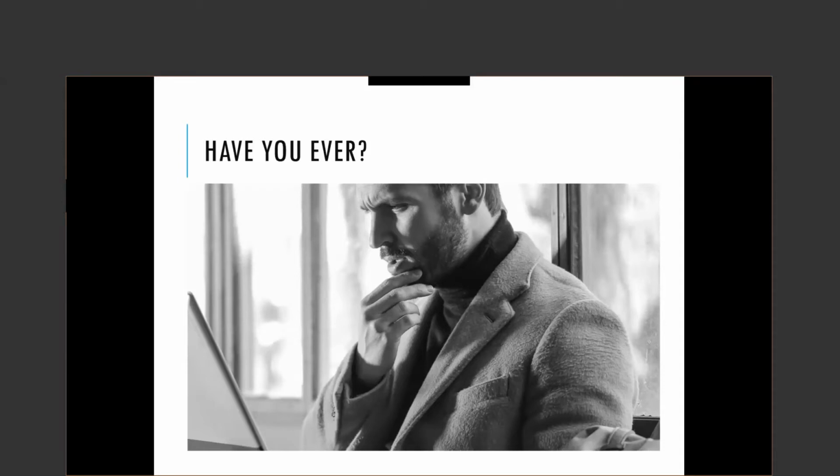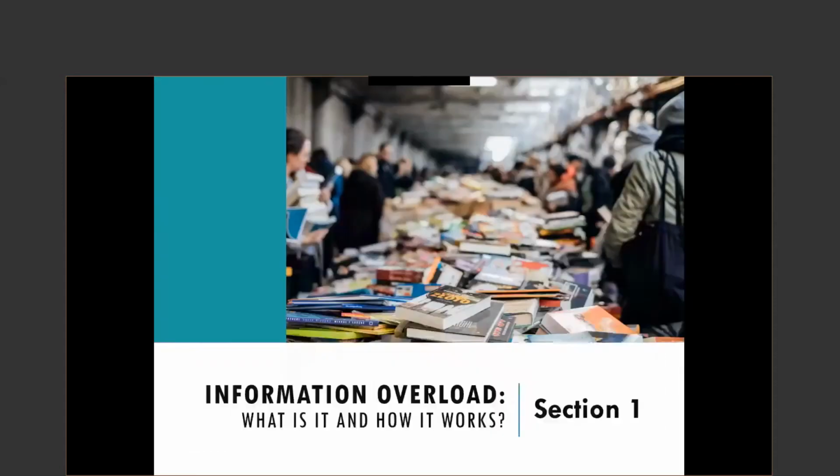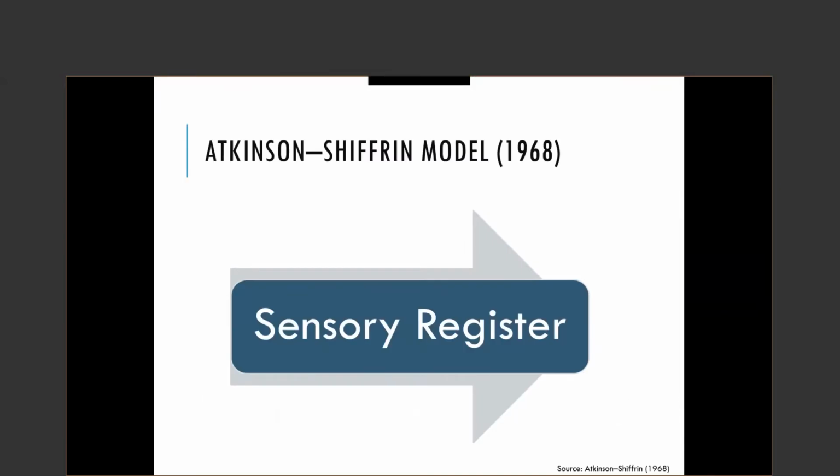And hopefully the next slides that I'm going to present will guide you in that direction. We are going to talk about what information overload is and how it works. What does it mean and how does it work? So let's talk, first of all, about the Atkinson-Shiffrin model. And please allow me to discuss a little bit of theory in this section of the presentation, so we can set the basis of the conversation that is going to come after.